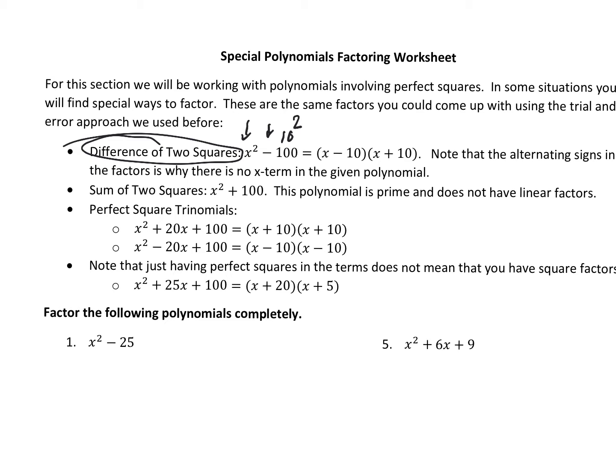Now, if we FOIL this one over here on the right, we get x squared plus 10x minus 10x, and then minus 10 times positive 10 is minus 100. These two middle terms, when you have the difference of two squares, will always add to 0. That's because we have different signs. Here's a negative, here's a positive, and then we will always get that OI of FOIL the same.